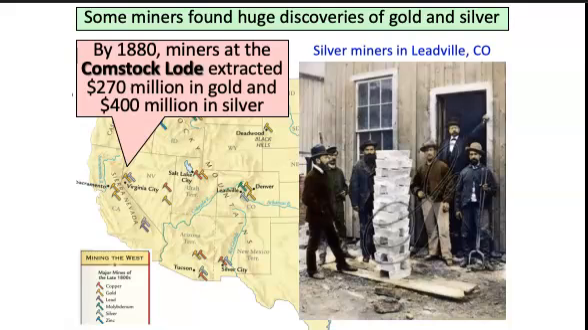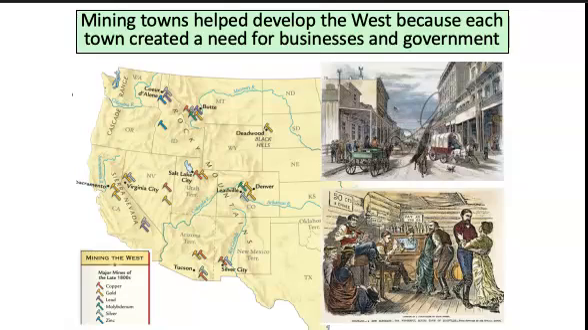In 1880, they had extracted $270 million in gold and $400 million worth of silver from that Comstock lode in Nevada. Now, mining towns helped to develop the West because each town created a need for businesses as well as for government. And this would bring in even more people to support those other local industries.